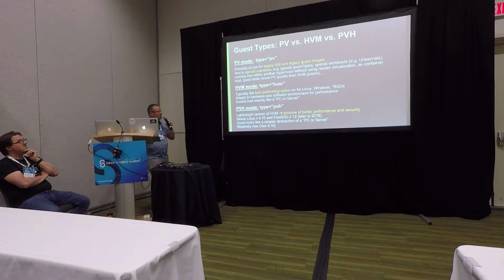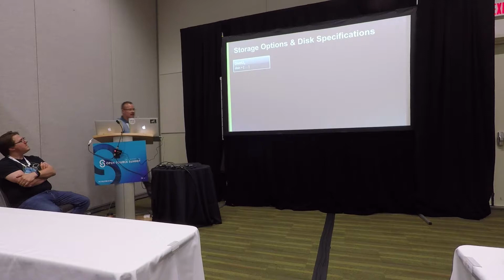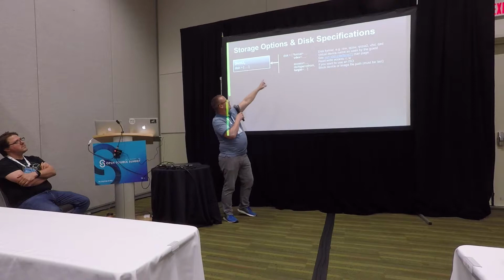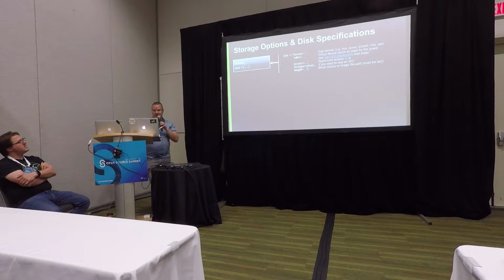The other key thing is disk. Every guest needs a disk, or several, and the disk entry in the configuration file allows you to describe that. First you have a format, you describe the virtual device name, then you can decide whether it's read or write. If it contains an ISO to install in your guest, then you have to select the dev type CD-ROM, and then the target is the path at which the image is. We'll see a couple of examples of that later.